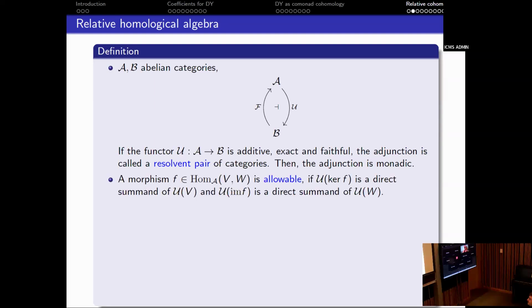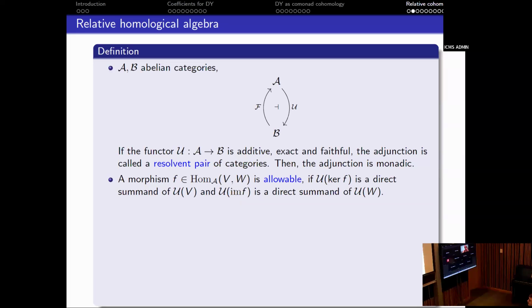Now, what is the idea of relative cohomology? In a sense, we don't want the cohomology inherent to B to play any role. So what we say is that a morphism f upstairs in A is allowable if, for this morphism, the kernel, if I look at it downstairs, so U of the kernel of f, is a direct summand of U of the source object, and the same for the image. And of course, everybody here has been working with relative cohomology. If you work in a linear setting, you're doing this, and then these conditions are not very deep.